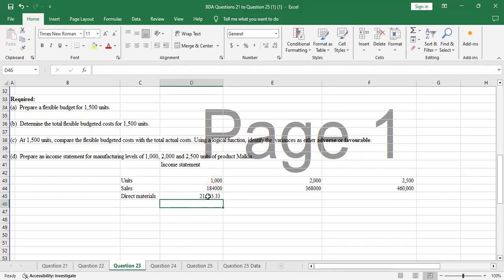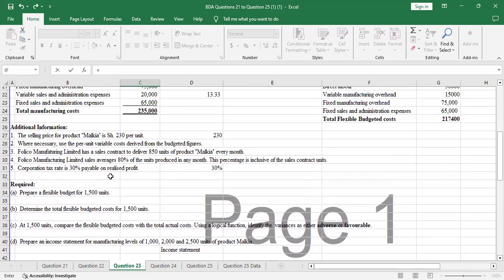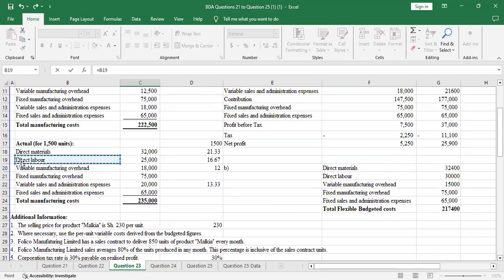Then I enter. Once I enter that as a direct material, I can drag it all through. So this will give me the value for E43 times what I've locked. Yeah, so that's correct. So we go to the next item, which is the direct labor.